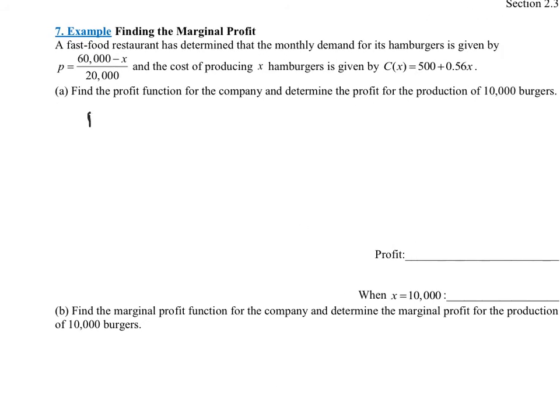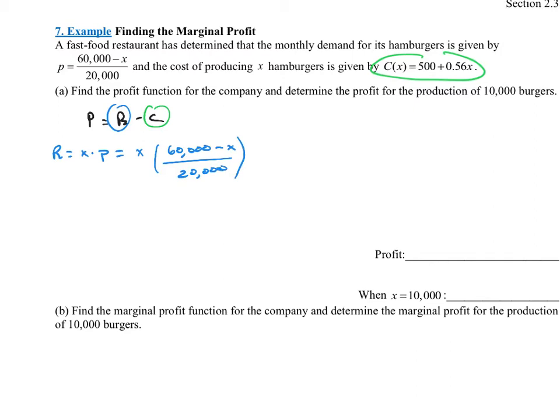Well, to find the profit function is always equal to the revenue function minus the cost function. We have the cost function. That's given to us. No problem there. But we need to find the revenue function. How do we find the revenue function? Well, to find the revenue function, you need to do X times your price demand function. In this case, it would be X times 60,000 minus X all over 20,000.